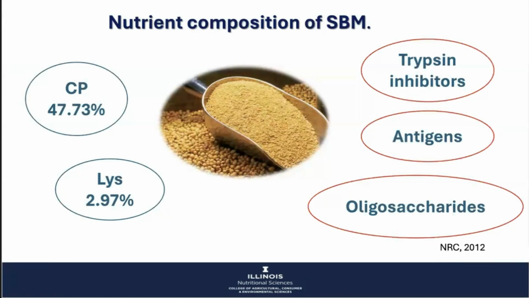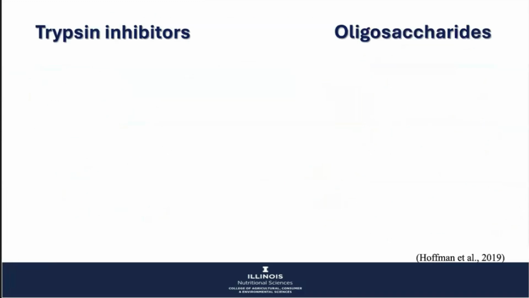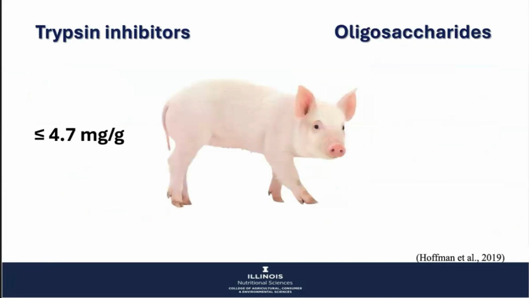However, soybean meal contains anti-nutritional factors such as trypsin inhibitors, oligosaccharides, and other antigen proteins, which may reduce the digestibility of nutrients. The tolerance values in weanling pigs for trypsin inhibitors in diets should be lower than 4.7 milligrams per gram. And for oligosaccharides, it should be lower than 1%.